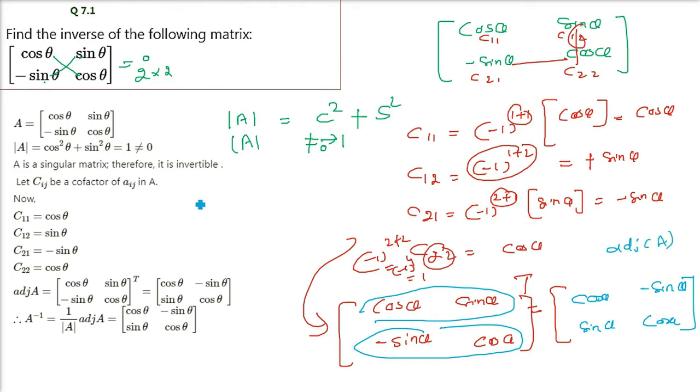Now, in order to find A inverse, the simple formula is adjoint A divided by the determinant of A. Adjoint A is already there, and the determinant of A we have already found out, which is going to be 1. It won't affect anything; anything divided by 1 will be the same. So this is your answer. Even if you divide it by 1, it will be the same. This is the 2 by 2 inverse.